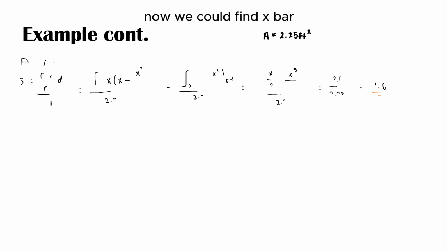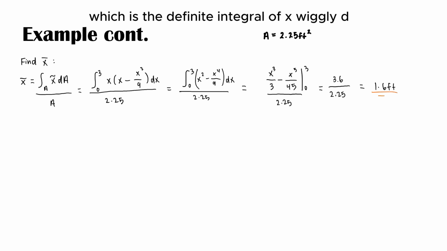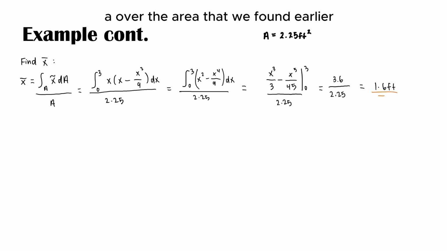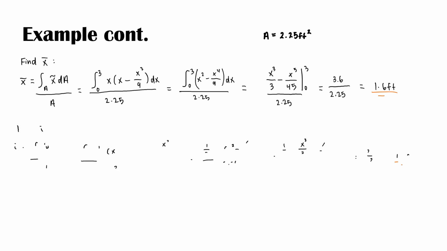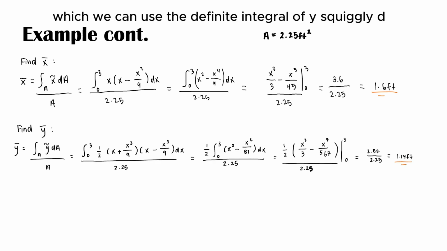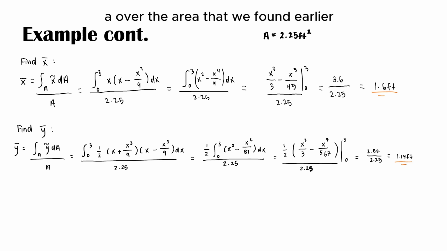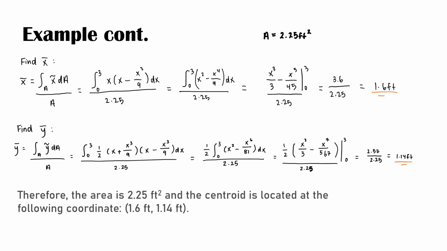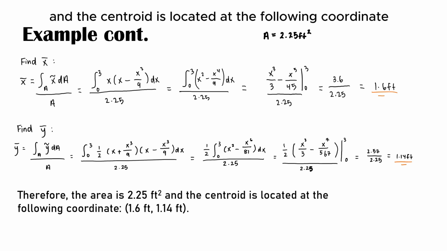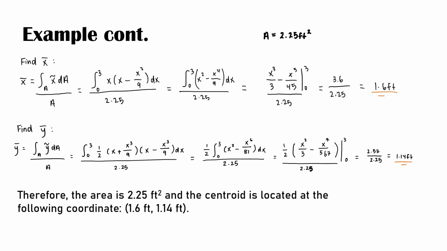Now we can find x bar, which is the definite integral of x squiggly dA over the area that we found earlier, and solving this will give us 1.6 feet. For y bar, we use the definite integral of y squiggly dA over the area, which will give us 1.14 feet. Therefore, the area is 2.25 feet squared and the centroid is located at the coordinate 1.6 feet, 1.14 feet.